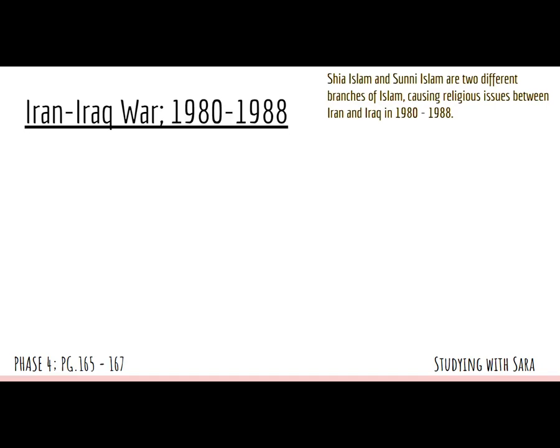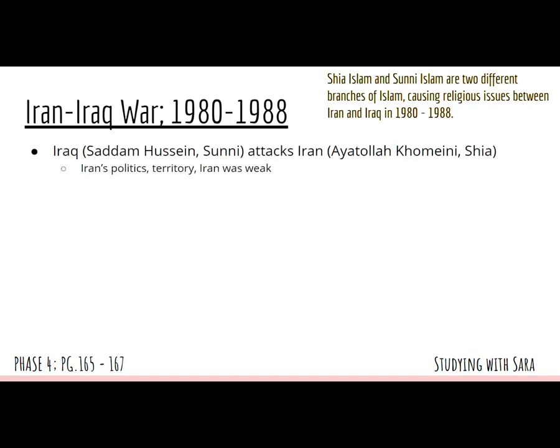Stepping into Phase 4, we can see how the role of America began increasing. Now we will explore the Iran-Iraq War. Before we begin, it's important to note that there are different branches of Islam, Shias and Sunnis. The Iranian leader, a Shia Muslim named Ayatollah Khomeini, began calling up other Shiites in Iraq to overthrow their Sunni leader, Saddam Hussein. As a result, Iraq attacked Iran.